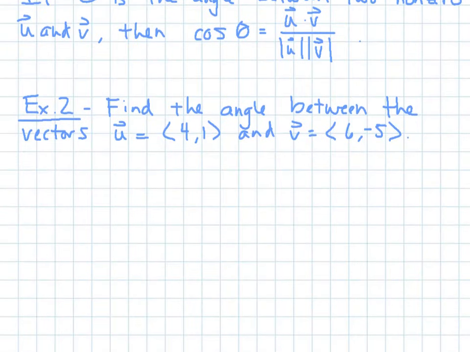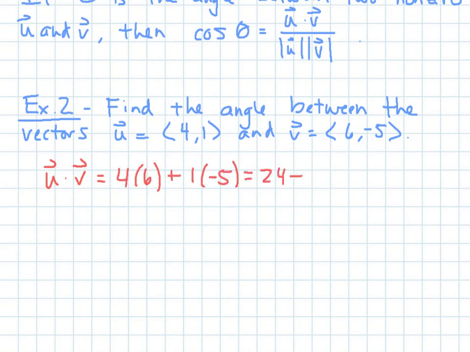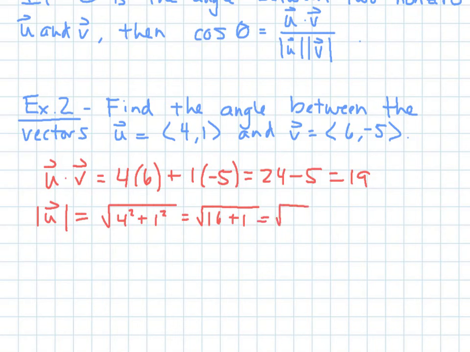So example 2 says find the angle between the vectors u and v. First you need to take the dot product of both, so 4 times 6 plus 1 times negative 5 gives me 24 minus 5, which is 19. Okay, so that's that first part. Now I want to take my magnitudes. The magnitude of u is going to be the square root of 4 squared plus 1 squared, which is 16 plus 1, which is square root of 17.